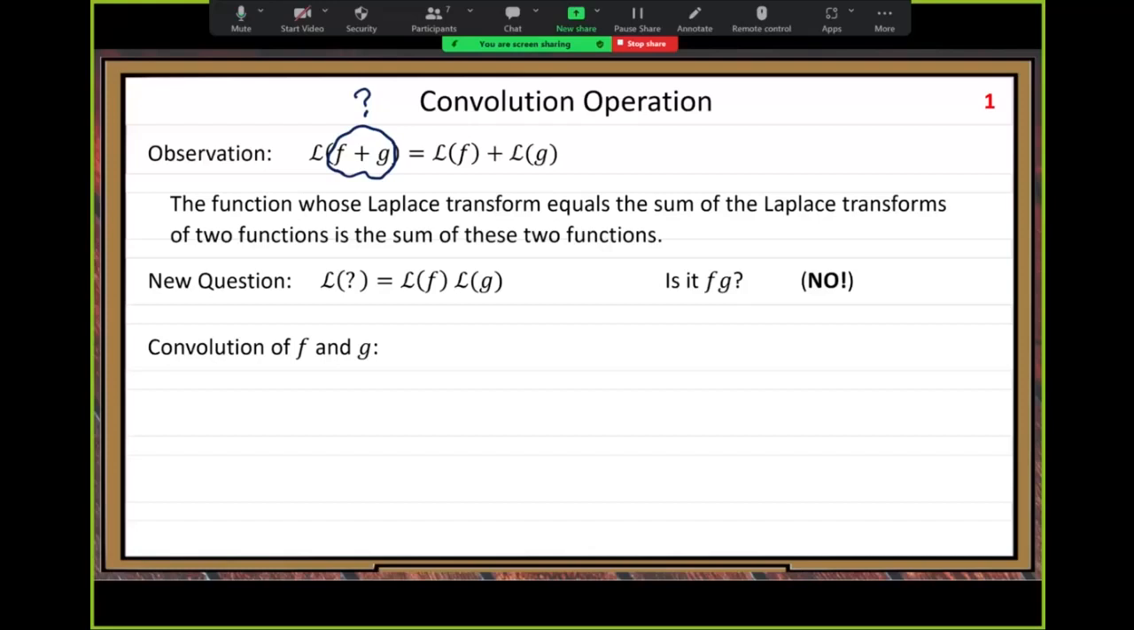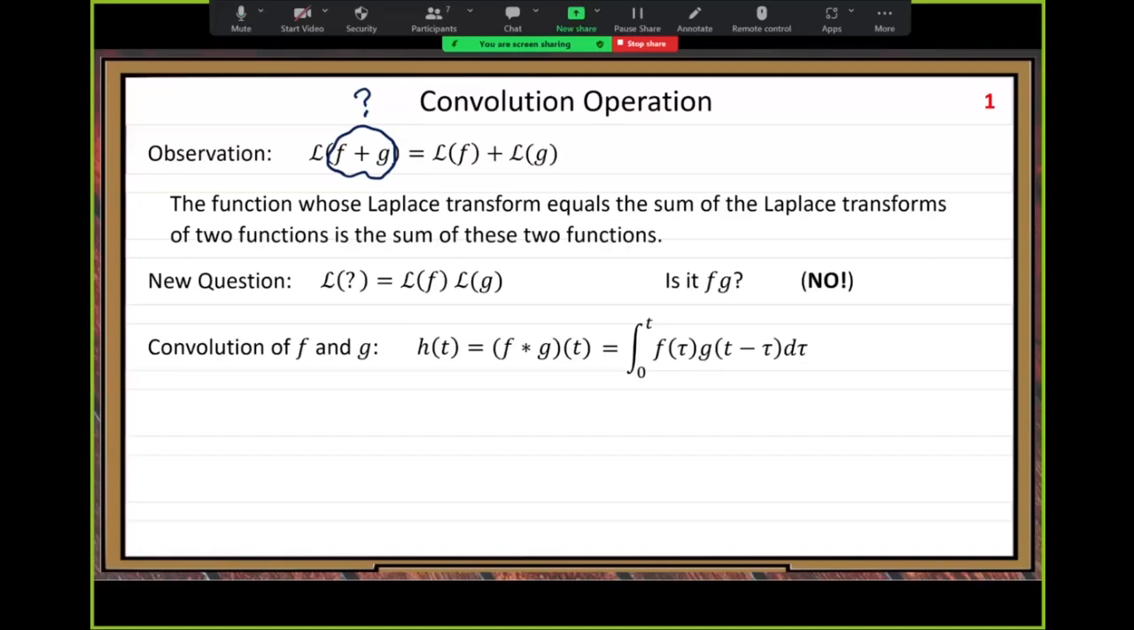So let's look at the definition of convolution. We use this convolution notation, that star, which is a special notation. It is not multiplication. When you see this, do not treat it as a multiplication. It's a special operation. We use this integral to define it: the integral from zero to t of f of tau, where tau is a dummy variable, times g of t minus tau. This is the original definition of the convolution.